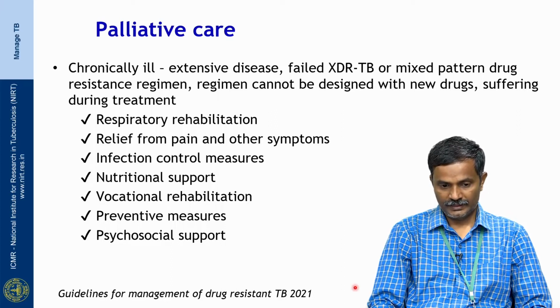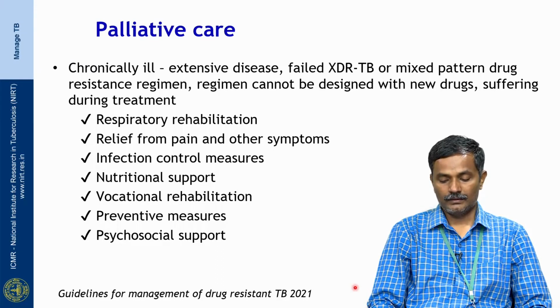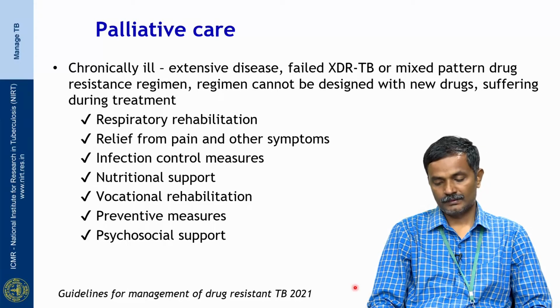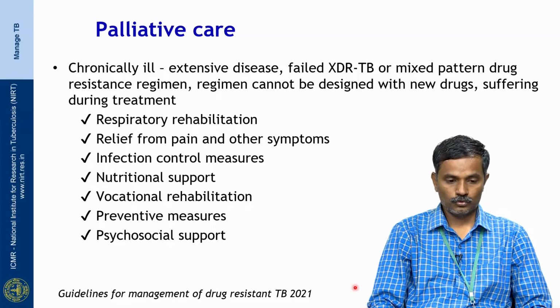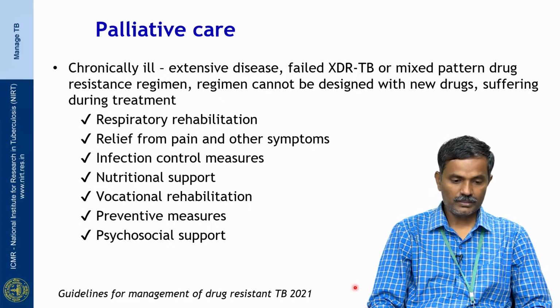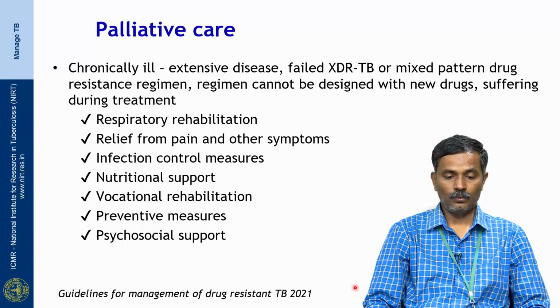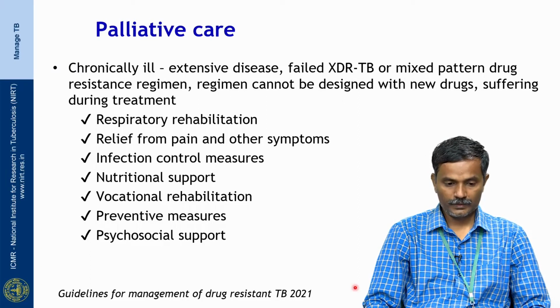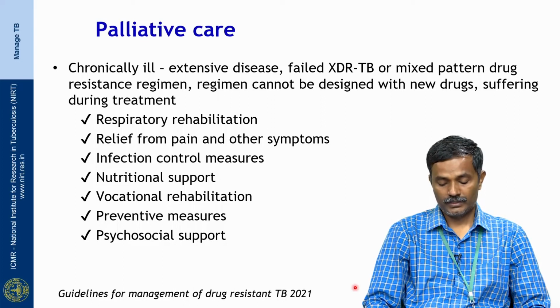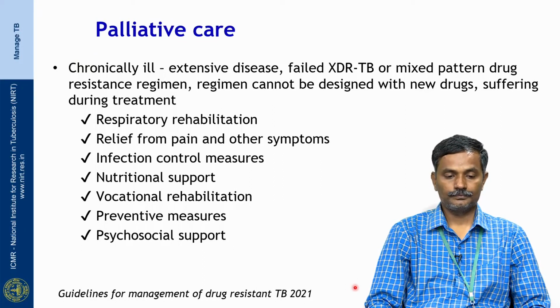So here respiratory rehabilitation, that is pulmonary rehabilitation, plays a major role. Relieving them from the symptoms is to be given prime importance. At the same time, they have to follow infection control measures to prevent the spread of DRTB to close contacts. They have to be given nutritional support with nutritional advice and supplements, and vocational rehabilitation to get better socioeconomic status, and preventive measures to prevent the spread of disease to others, and they need psychosocial support also.